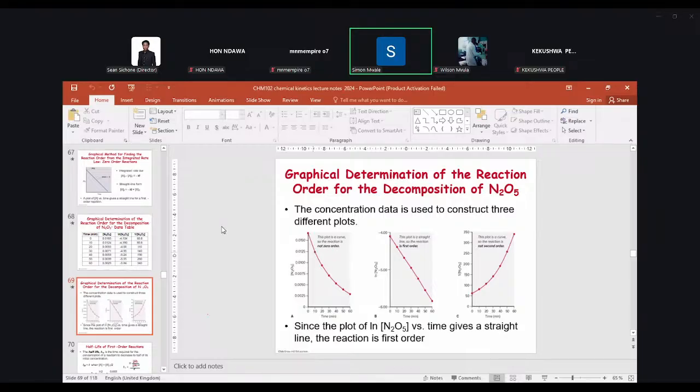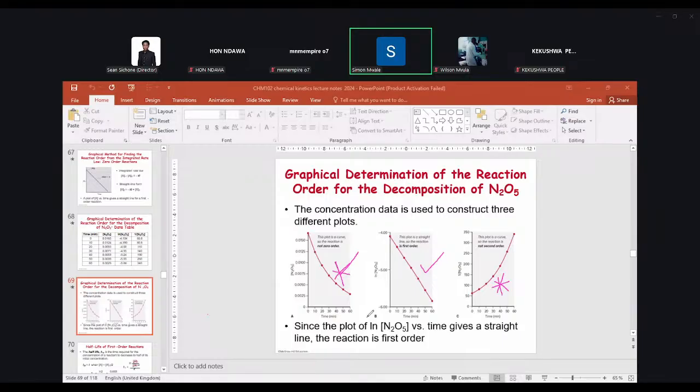You can see plotting for the zero order doesn't give you a straight line. Plotting for the second order does not give you a straight line. But when you plot for the first order, it gives you a straight line. So this reaction is a first order reaction. So this is how you get to know the order of reaction. You have to plot graph by graph and see which one gives you a straight line.